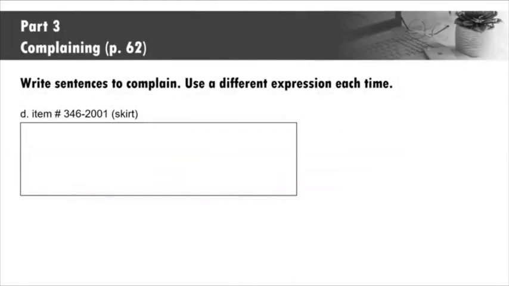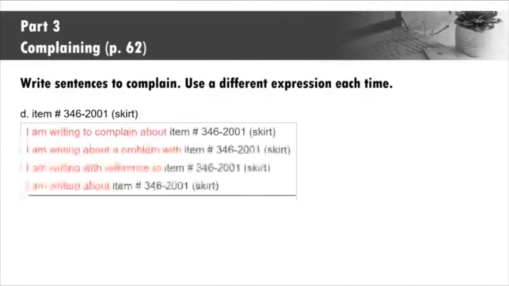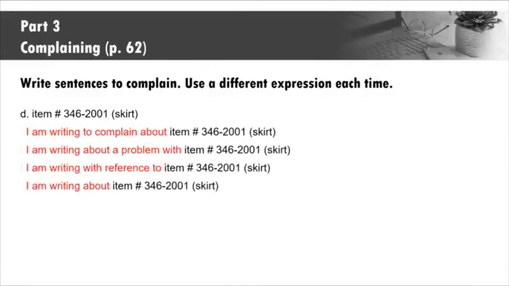Last one. D. Item number 346-2001 skirt. The answers could be, I am writing to complain about item number 346-2001 skirt. Or you could change the front expressions to I am writing about a problem with, I am writing with reference to, or I am writing about. Any of them could be your answer, so please check your answer.